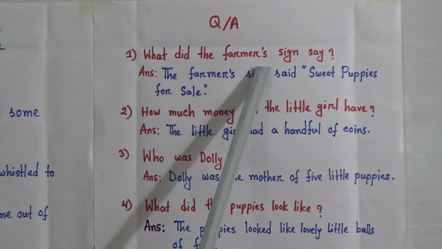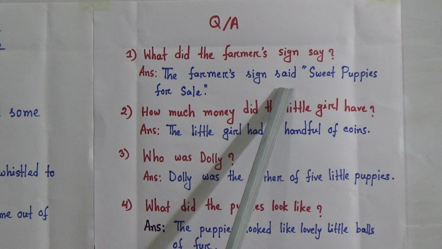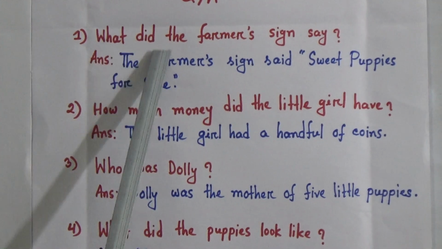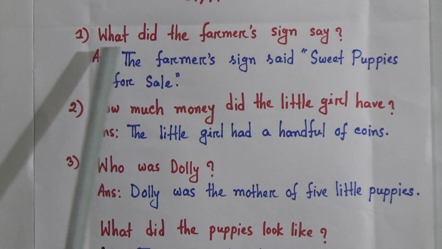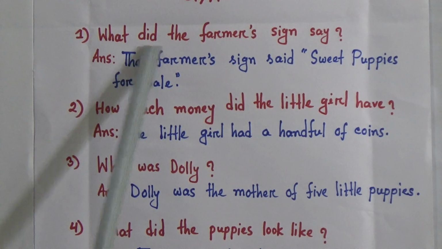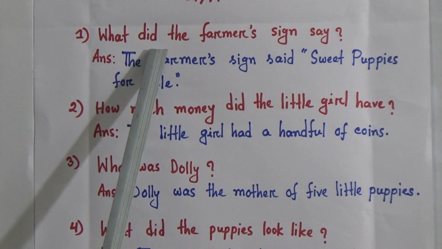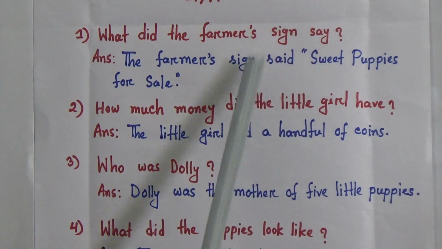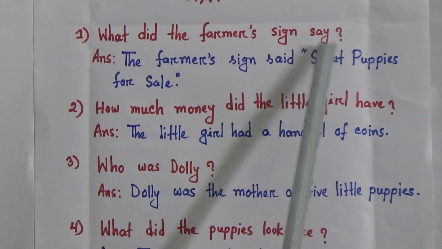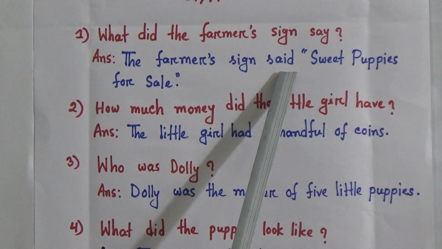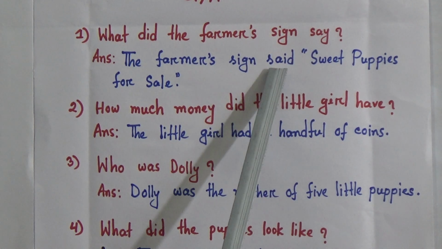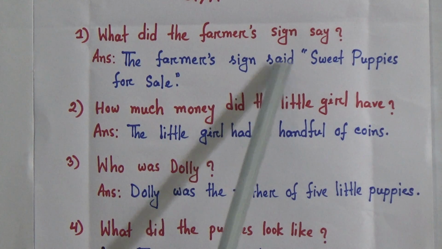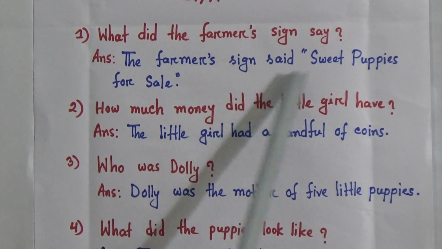Number 1, what did the farmer's sign say? Answer: the farmer's sign said sweet puppies for sale. Here in the question you will get did. After a WH question, when you get did, it means the verb is in first form. So when you write your answer, the farmer's sign said, say will be changed into said, because the past form of say is said. So when you get did in your question, you have to change the verb. The farmer's sign said sweet puppies for sale.